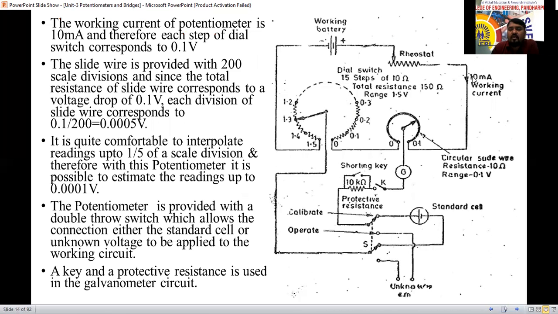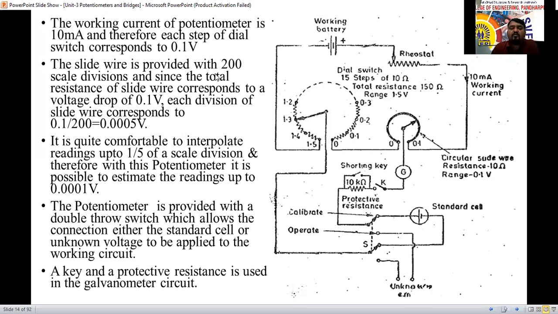So the working current we are considering, how much is it? 10 milliampere we are going to consider here. Therefore, each step of the dial switch corresponds to 0.1 volt. Here 10 milliampere is there, and 0.1 dial voltage is there. They are going to consider an example.